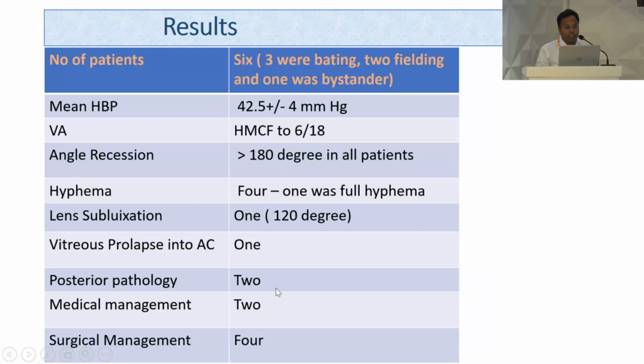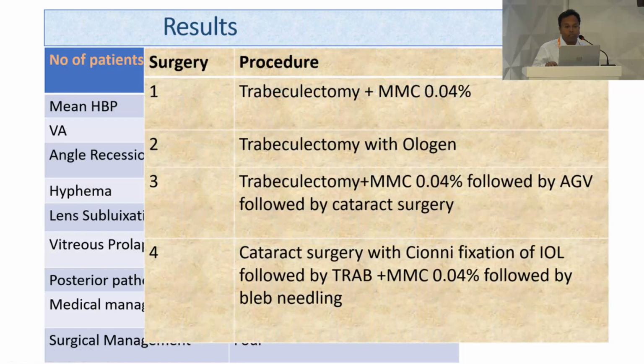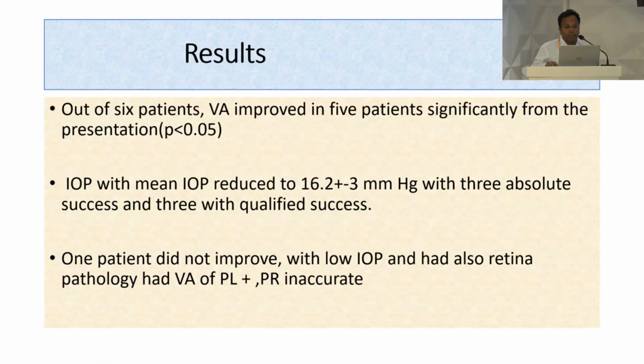2 had posterior pathology. 2 were managed medically, and 4 we took for surgery. The surgeries were trabeculectomy with simple MMC, and one with Ologen, another with trabeculectomy failed. After that we did AGV, followed by cataract surgery. Then another was cataract surgery, scleral fixation of IOL, followed by trabeculectomy, then followed by bleb needling, as the trabeculectomy was failing.